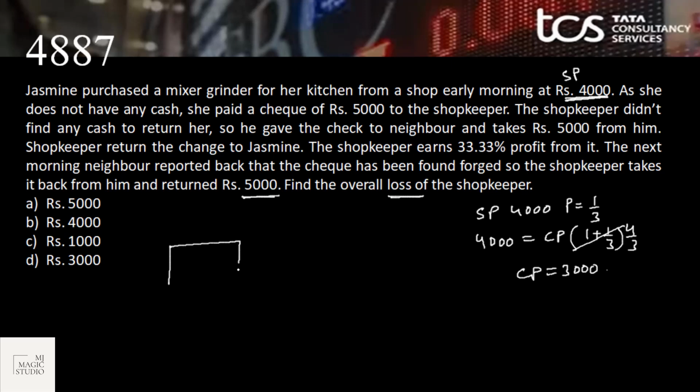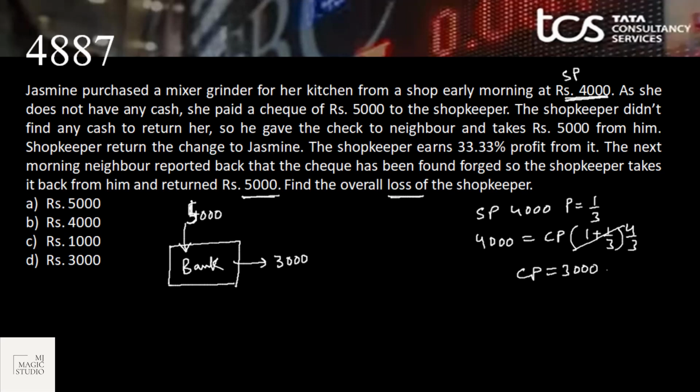Let this be the bank of the shopkeeper. And let us see how much money comes in and how much money goes out. First, shopkeeper purchased this mixer grinder for rupees 3,000. Money out is 3,000. Then he sold it for 4,000. So he gets 4,000. But from where is he getting this 4,000? From the 5,000 rupees from the neighbor.